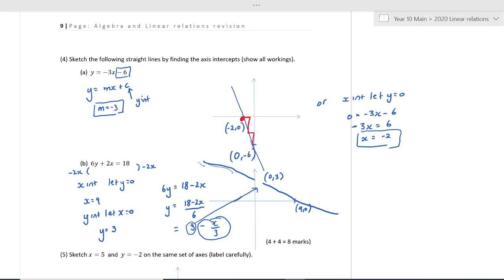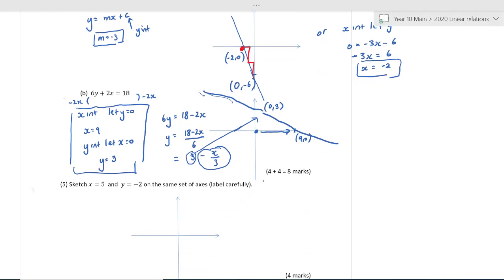So what does that mean? If I go across 1, I go down a third. And if I went across 9 from here to here, I would actually go down 3 places. What's the easiest way? I think the easiest way, when you have it in this form, is to find the x-intercepts and the y-intercepts and join the dots. Okay, the first method that I've shown you.